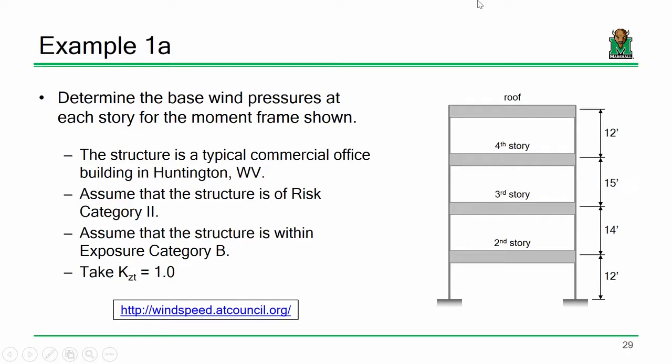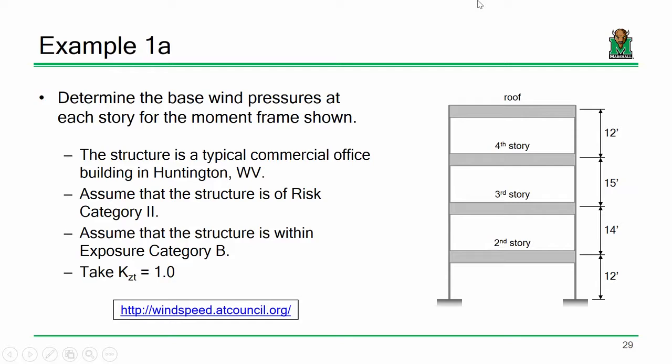So the first story would be the ground. I know that sometimes that can get kind of confusing because a lot of people think ground and then first floor, or the ground is the first floor and the second story goes up. So I just sort of labeled it: the second story, third story, fourth story, and the roof. And I've got different story heights just to make the calculations a little more, I don't want to say interesting, but just to give it a little bit of variability.